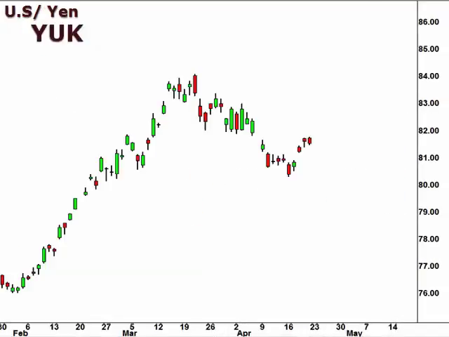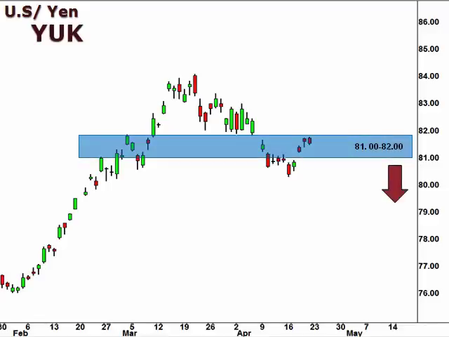Let's take a look at the YUK, the US dollar versus the Japanese yen. Well, the YUK spent most of the week within the 81-82 zone, and a break back below 81 is likely to trigger a move lower. A break above 82 signals a continuation higher.